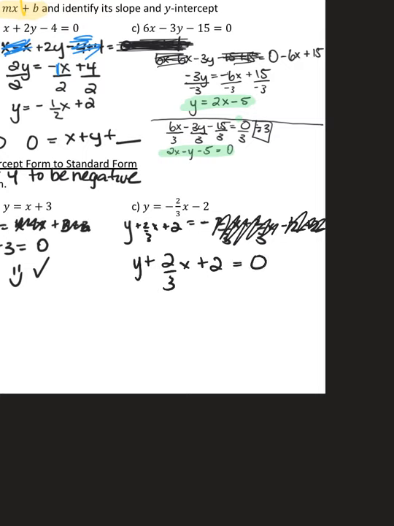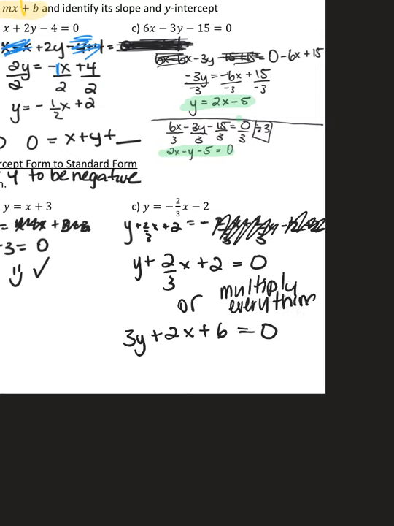Okay. Now, sometimes we don't really like seeing fractions, so what we might do is multiply everything by 3 to get rid of that fraction. So this could also look like 3y plus 2x plus 6 equals 0. And all I've done here is multiplied everything by 3. And that's just because that's what the bottom of that fraction is.